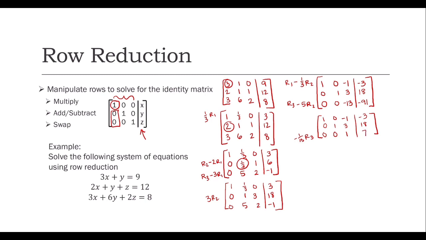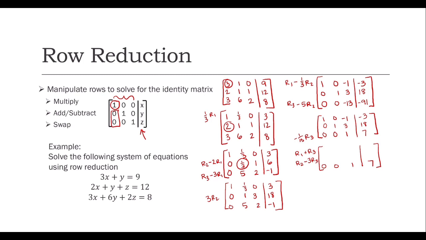So now we have the ones where we need them, and we need to zero out the rest of our third column. So we'll use our third row to zero out the first and second rows. So we'll do row 1 plus row 3, and we'll do row 2 minus 3 times row 3. And row 3 is going to stay the same.